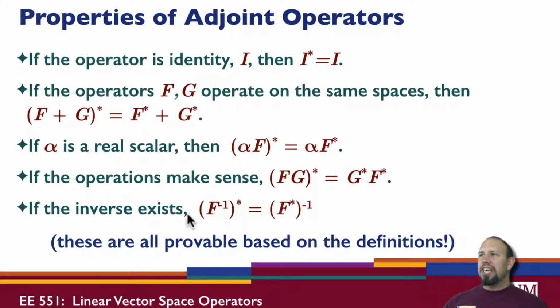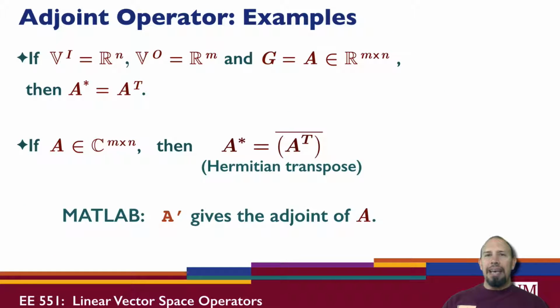Similarly, if the inverse exists, F inverse adjoint is equal to F adjoint inverse. And you can prove all of these based on the definitions of the adjoint operator and, for example, the inverse operator and so forth. Okay, so that is an important thing. I'm going to give you some examples in the practice problems, but just to give you a taste of what's going on here, we'll consider the adjoint operator of a real matrix.